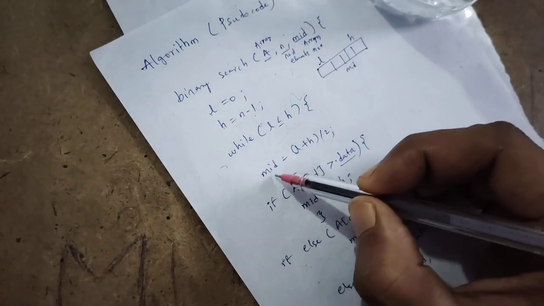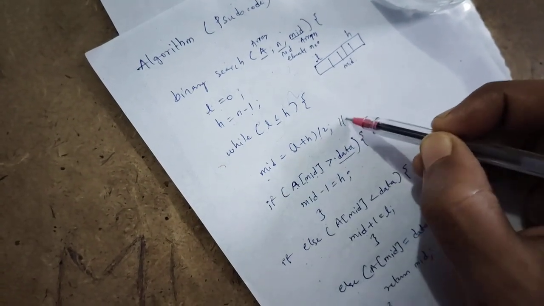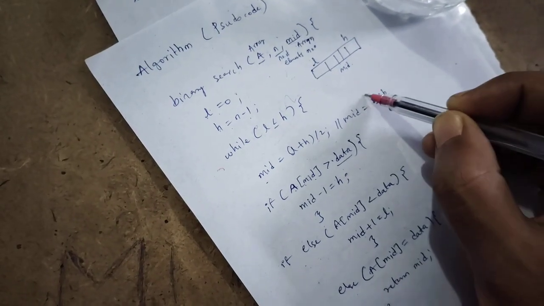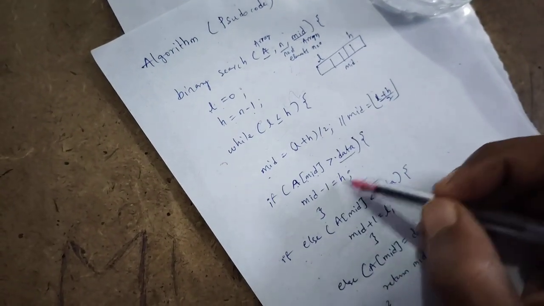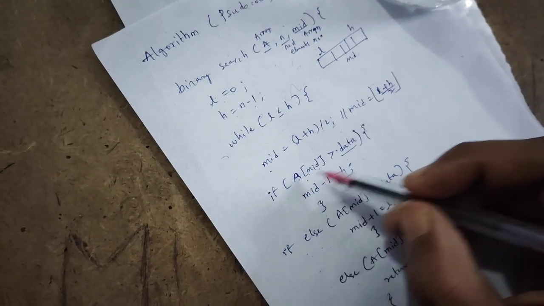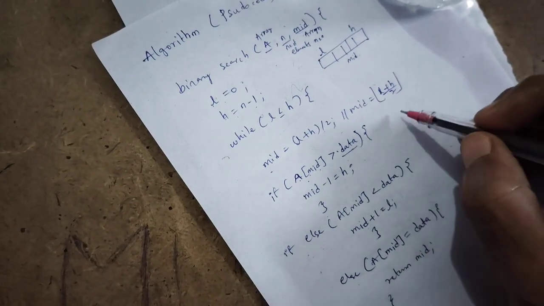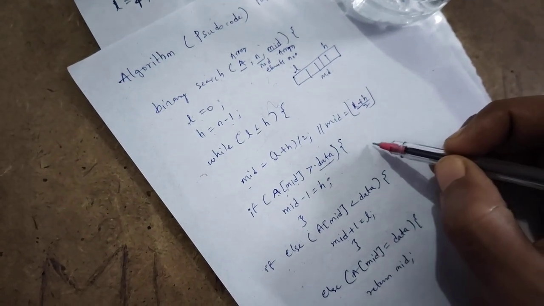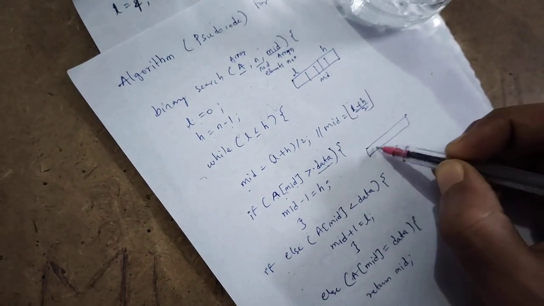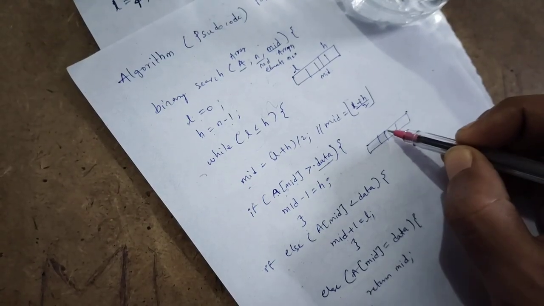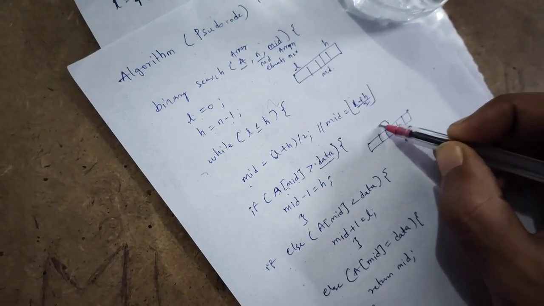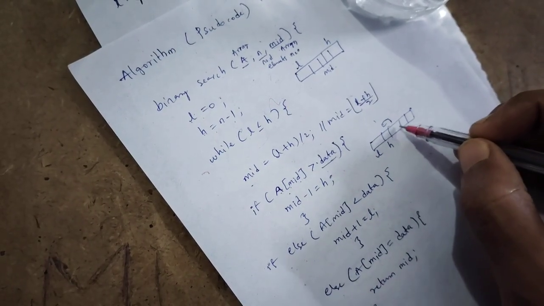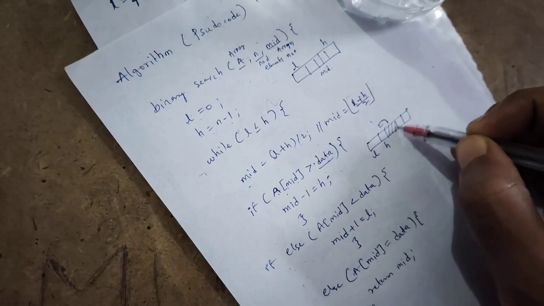Let me explain. The mid formula is (L plus H) by 2. Whenever mid is greater than data, we consider the left side. This is H, this is L. We are deleting this whole part.